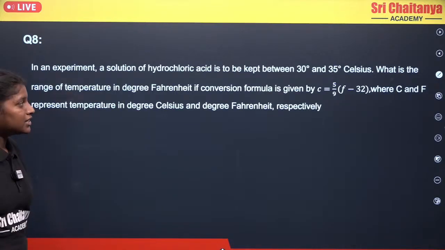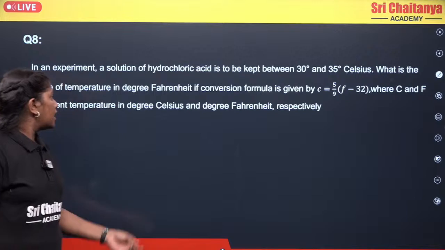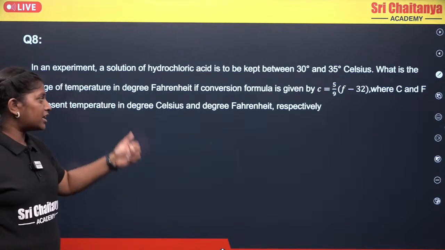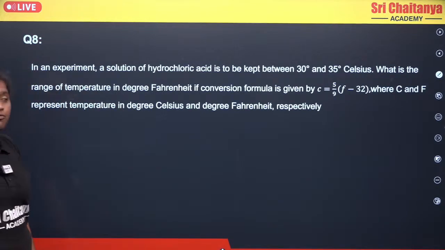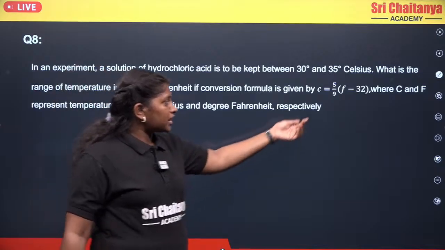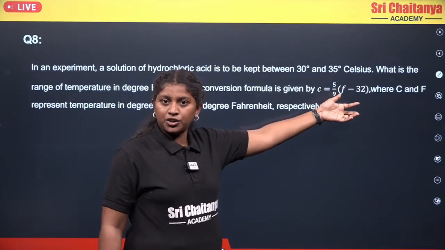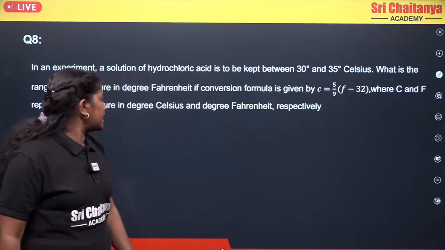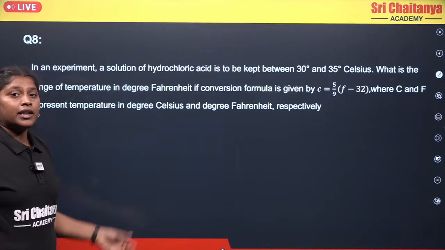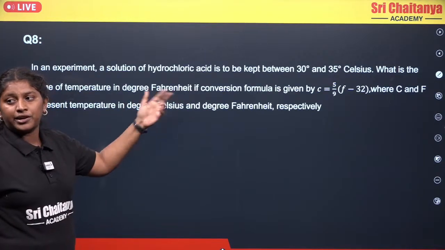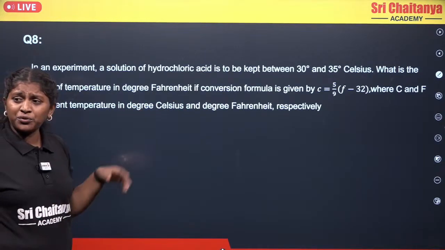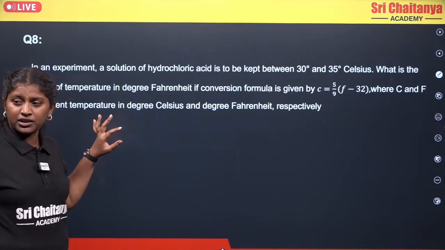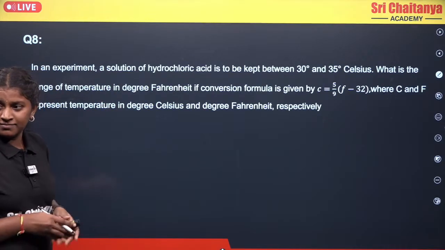Now moving to the next: in an experiment, a solution of hydrochloric acid is to be kept between 30 degrees and 35 degrees Celsius. What is the range of temperature in degrees Fahrenheit, if the conversion formula is C equals 5 by 9 into (F minus 32), where C and F represent the temperature in degrees Celsius and Fahrenheit? So Padma, you can give a try for this question and give the answer in the chat box.